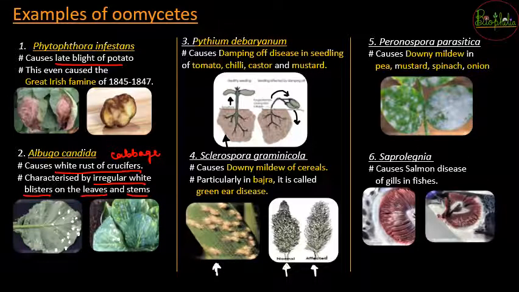Last जो है that is sporangia, that is going to cause the salmon's disease of gills in fishes. So fishes के gills में, so these photographs show you the gills of salmon. So when these gills get affected by the fungi, they are going to get perforated, and because of that there is going to be the salmon's disease of gills in fishes.